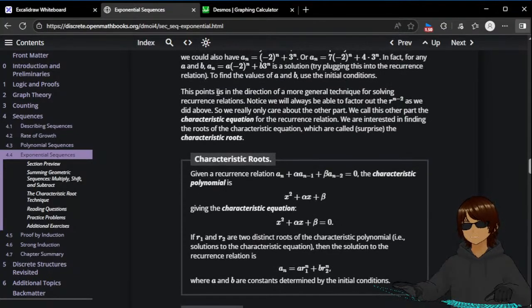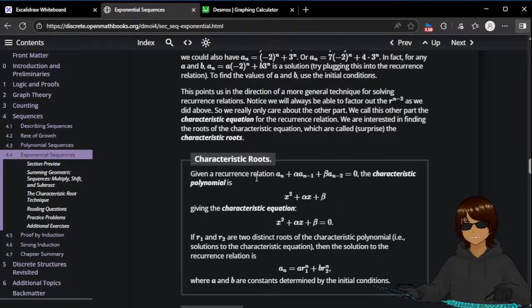This points us in the direction of a more general technique for solving recurrence relations. Notice we will always be able to factor out r to the power of n minus 2 as we did above, so we really only care about the other part. We call this other part the characteristic equation for the recurrence relation. We are also interested in finding the roots of this characteristic equation, which are called the characteristic roots.